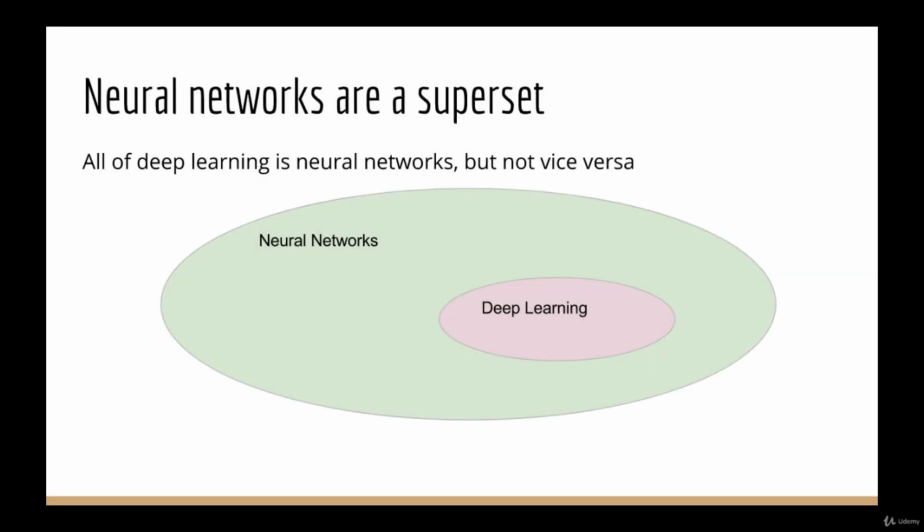Let's look at a diagram that I think will give you a fuller picture. Neural networks actually form a superset of deep learning. In other words, all deep learning is neural networks, but not all neural networks are deep learning. There are several types of neural networks that do not appear in modern deep learning literature. Some of these are very old, and people just don't take interest in them anymore. Some of them are just alternative models of the brain.